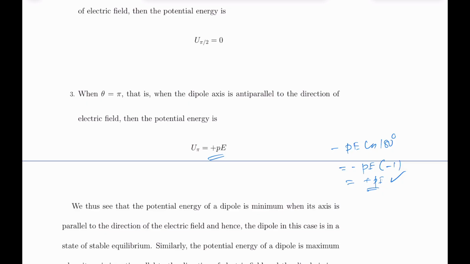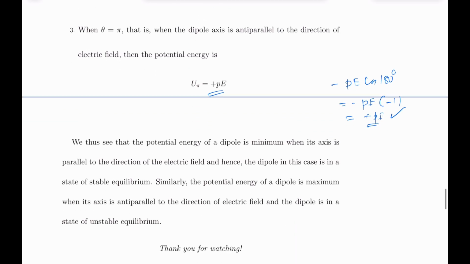So a system remains in stable equilibrium only when its potential energy is minimum. So when theta is 0 degrees, that is when the dipole axis is parallel to the direction of electric field, then the dipole's energy is minimum, or it has minimum value of potential energy. So in that case, the dipole remains in stable equilibrium.